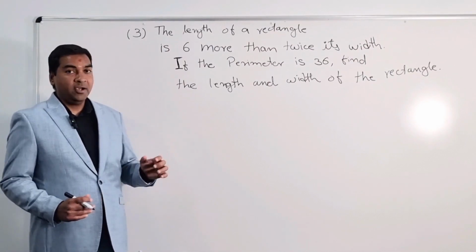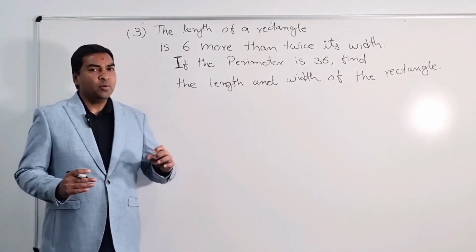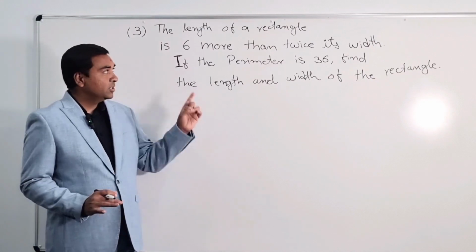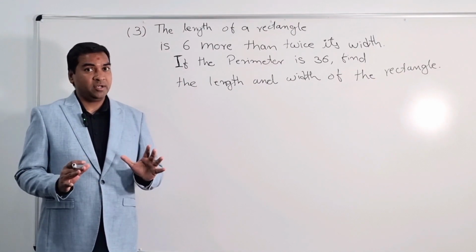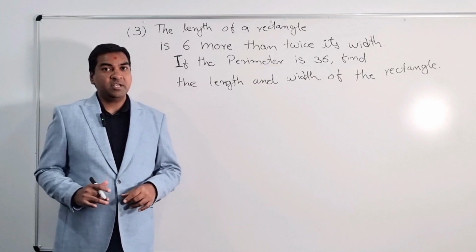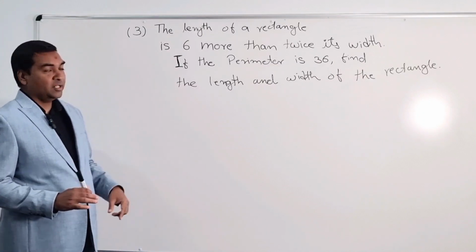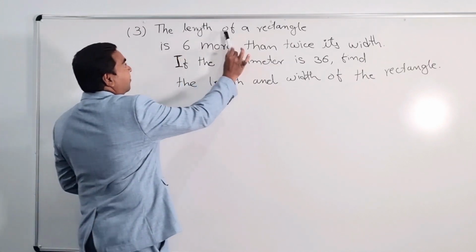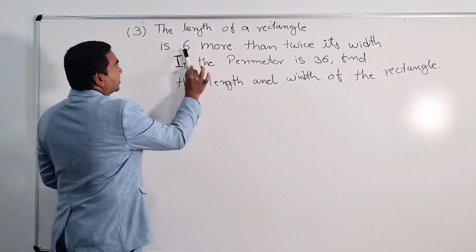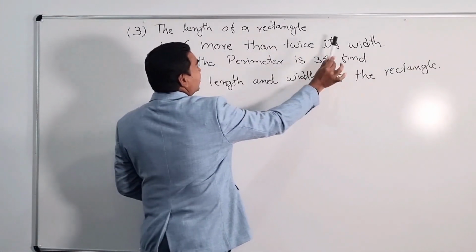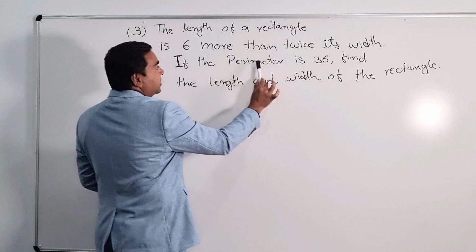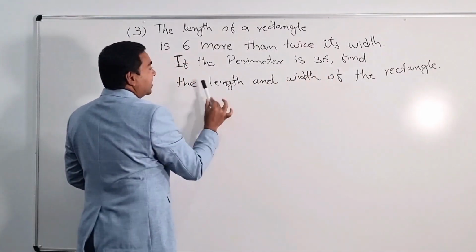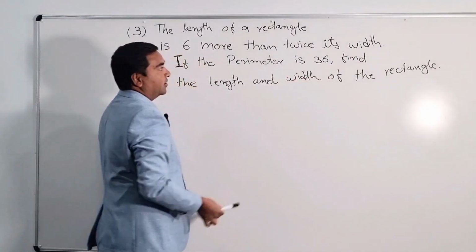Question 3. In this question, we are going to slow down our speed a bit because this is really a cool question, and I want to make sure all of you understand totally. So the question is, the length of a rectangle is 6 more than twice its width. If the perimeter is 36, find the length and width of the rectangle.